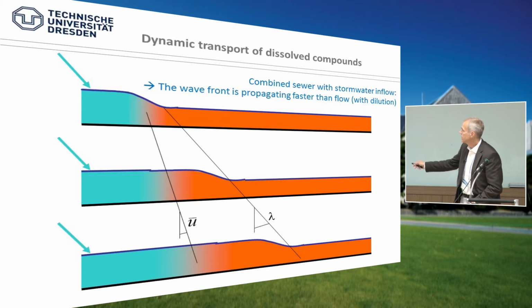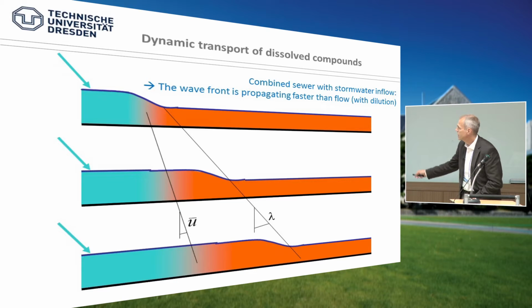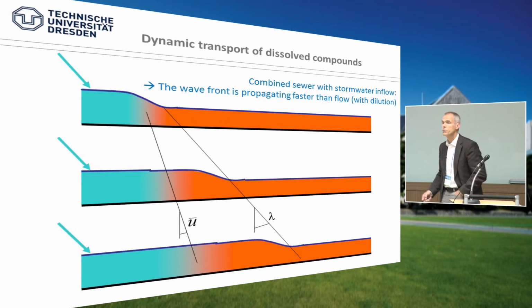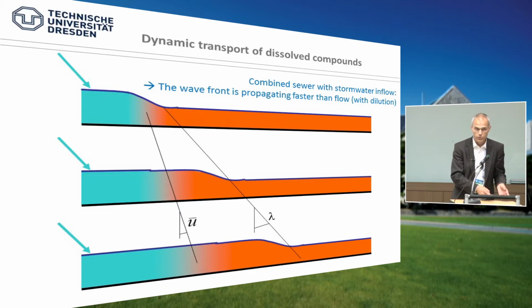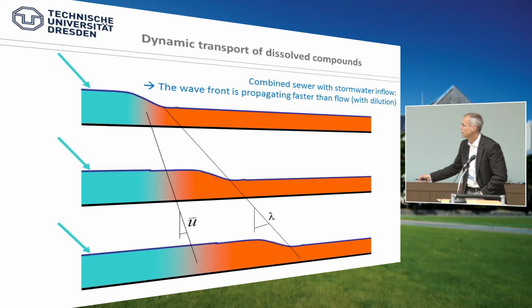So here, this is the wavefront propagation, and this is the dilution propagation, because the stormwater only moves with the flow velocity of the water in the system. In between, we have a problem. Here, we have the original ammonium concentration, while we have the increased flow rate.